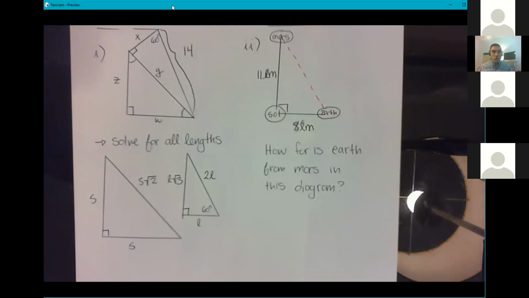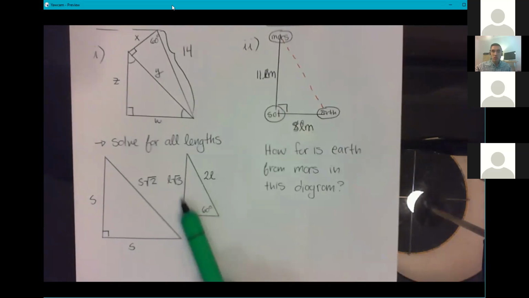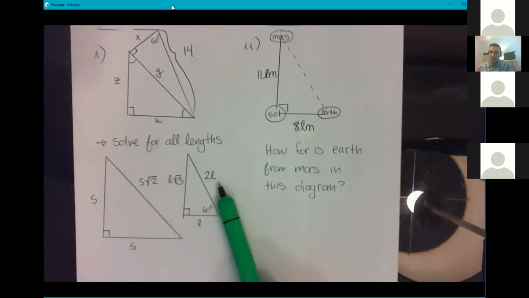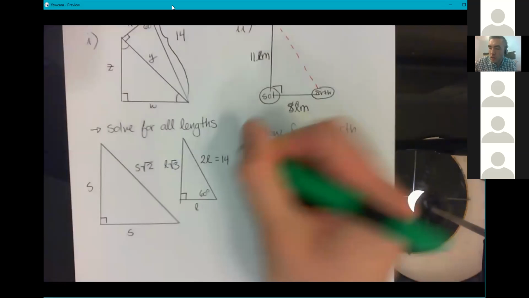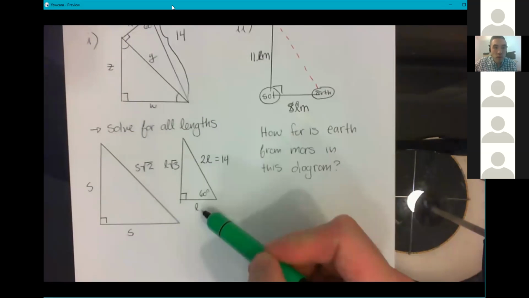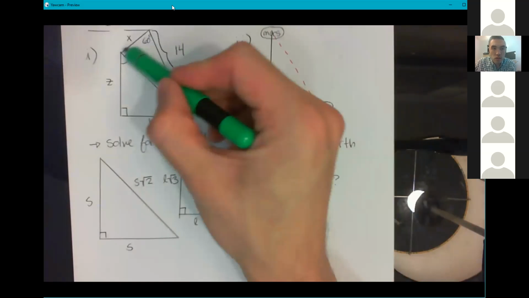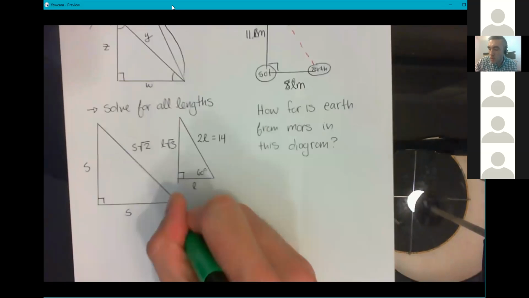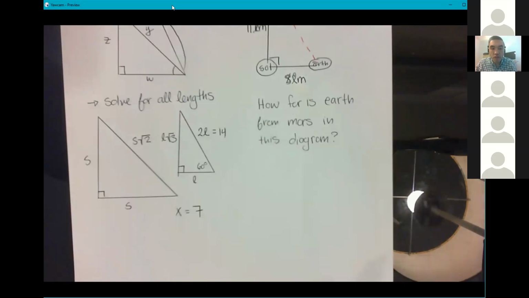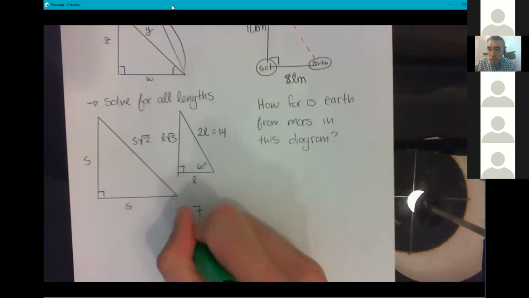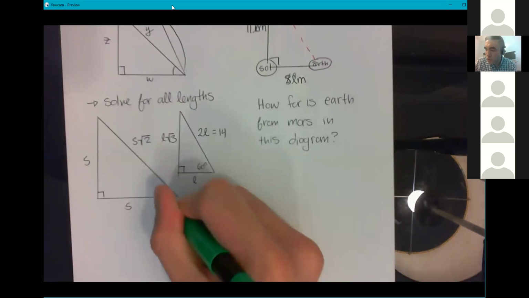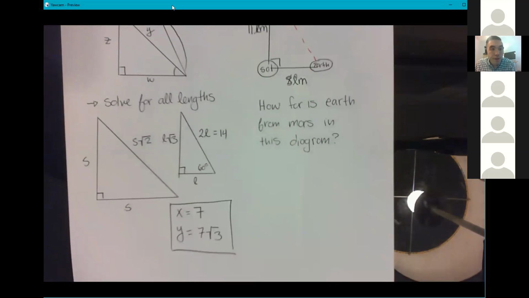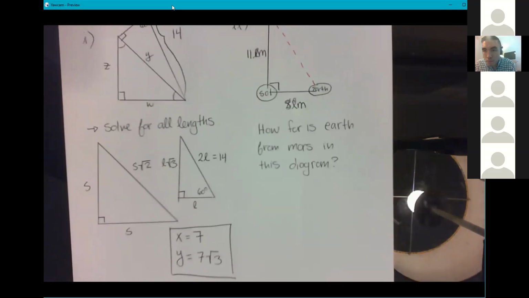So if the hypotenuse of the 30, 60, 90 triangle is 14, in our setup, the way we did this in the notes, the hypotenuse is 2L. What is L? L is 7. So if 2L is equal to 14, because that's the hypotenuse length, then L is 7, and that immediately gives me X and Y. X must be 7 because it's half of the hypotenuse, and Y must be what? 7 square root 3. Yeah, 7 root 3. So there's the first two answers. Now we need Z and W, and they're equal, right?